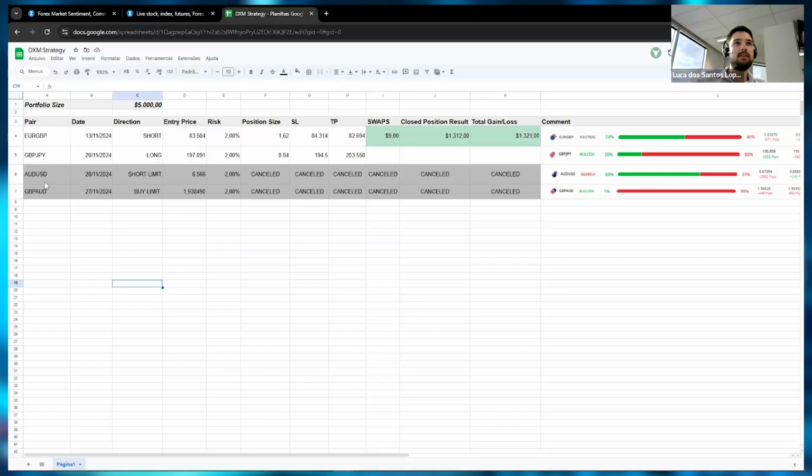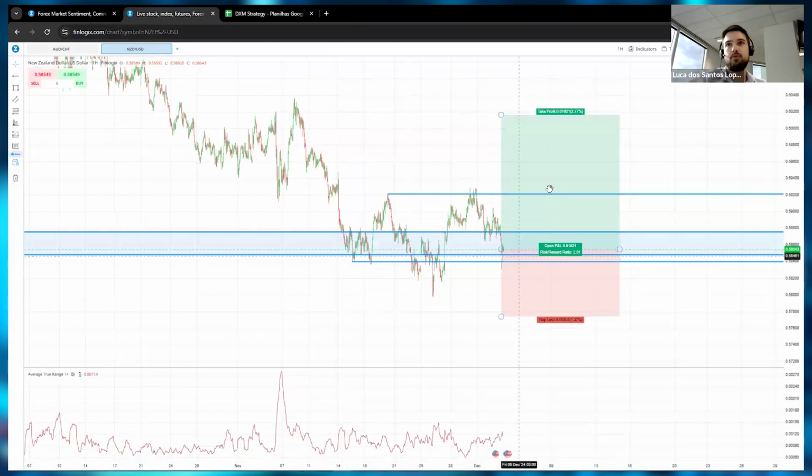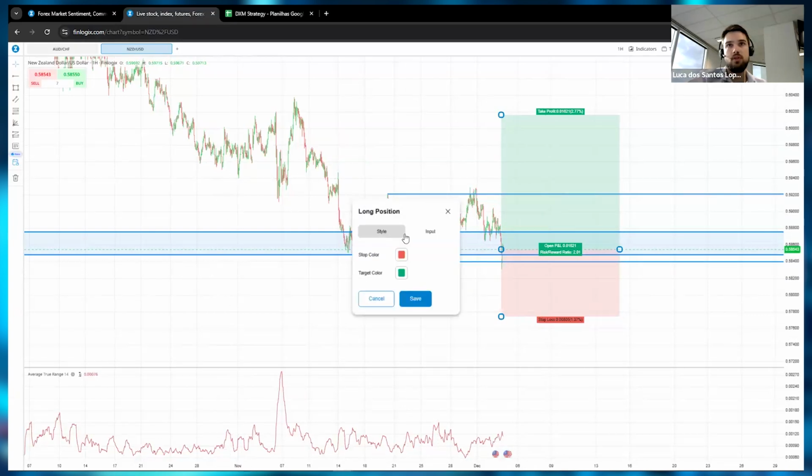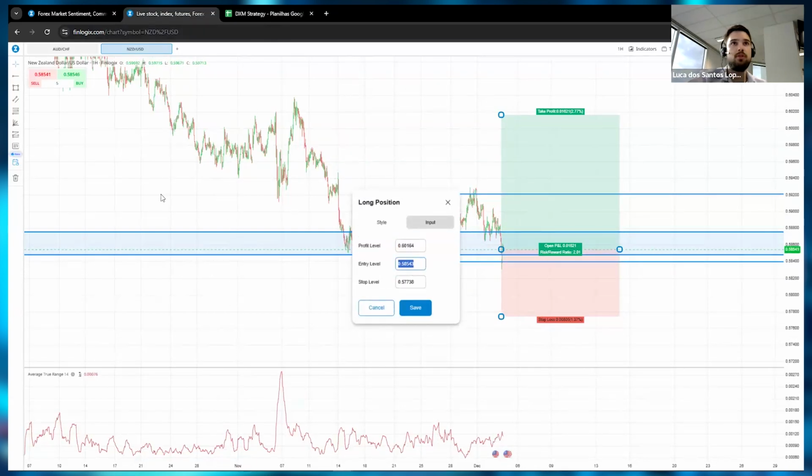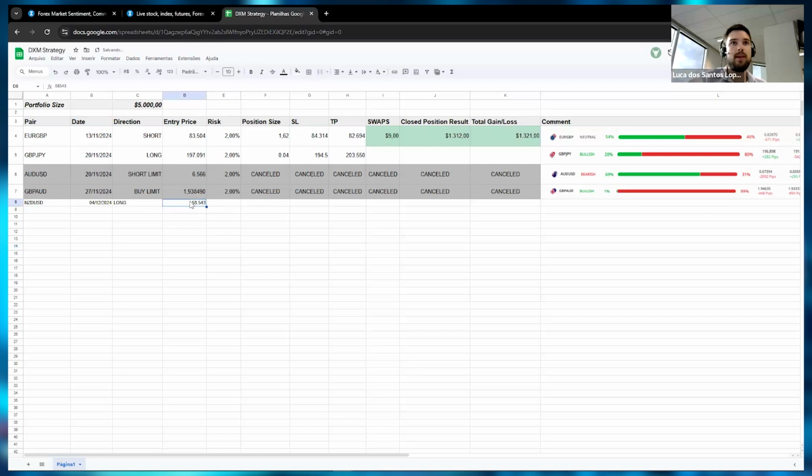So NZDUSD on the 4th of December 2024, and we are buying long at the price of, let's go here, entry level, this price. Why doesn't this go as I want?